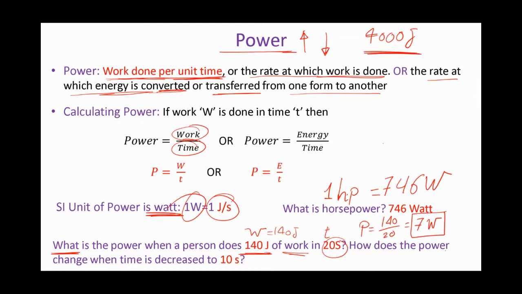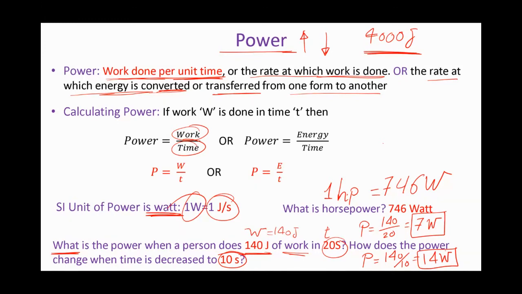What if he can do the same work in 10 seconds? So his power becomes what? 140 divided by 10. That's 14 watts. So the power increases. But take care of something: if the power increases, this guy needs to make more effort. He needs to inhale more oxygen, so his muscles will work harder, because he's moving faster and so on.